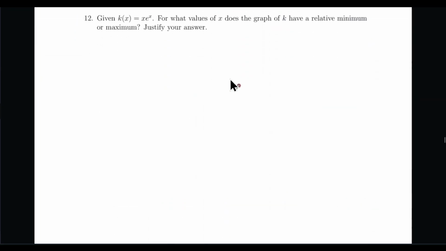All right, fellas. Question number 12, x e to the x. They're asking that for each of the following values of x, does the graph of k have a relative extrema? Okay, I think same old school.